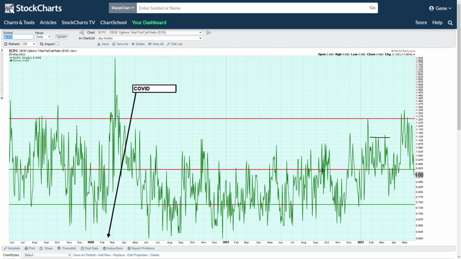This first chart is the put to call ratio. You can see yesterday we moved back into the bullish zone. So this chart works a little different. Pushing up is actually bearish. Pulling down is actually bullish.